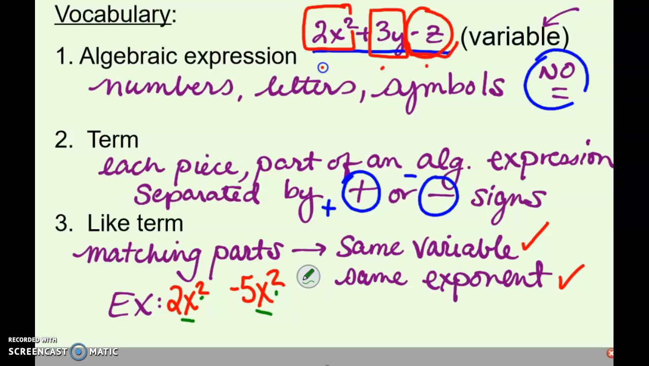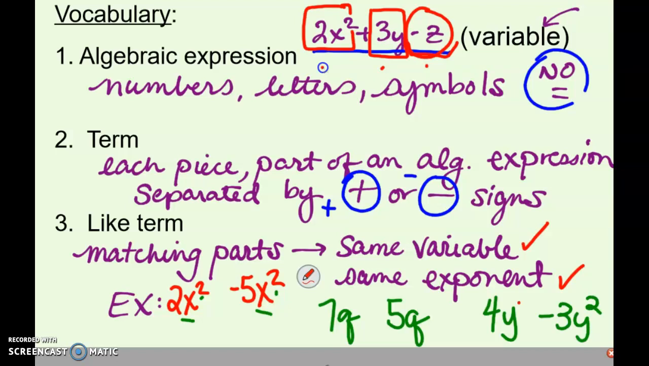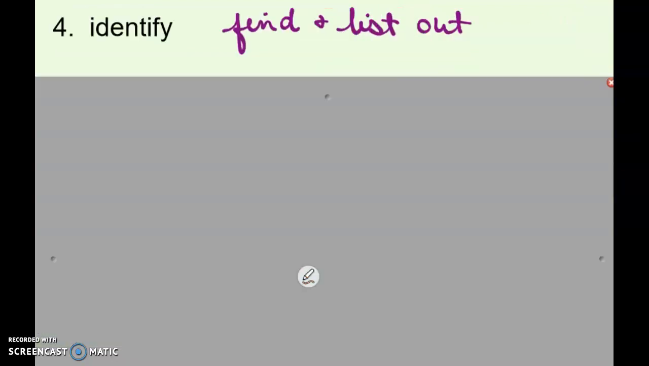Or another example, 7q and 5q, right? Those both have the same variable, same power. Those are like terms. I'll give you an example of things that are not like terms. 4y and negative 3y squared. Those are not like terms because the exponents don't match. They have the same variable, but not the same exponent. So you got to check both of those things when you're looking for like terms. And we'll do lots of examples with these in this section, but just get that vocab definition down.